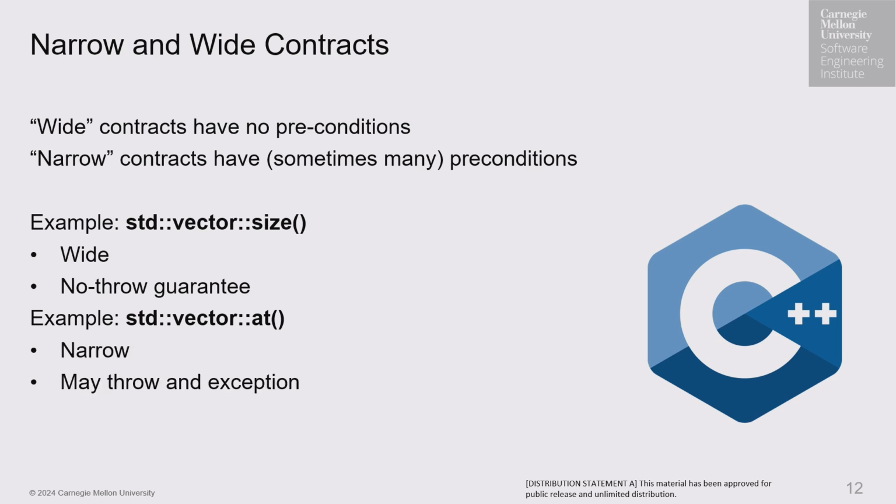The at function, however, is a little bit narrower. Whenever you call at on a vector, you're going to be accessing an object at a particular index. However, the at function assumes that you actually have an object at that index. If you don't, it's going to throw an exception.